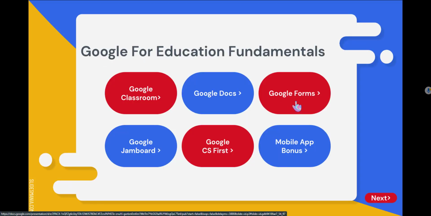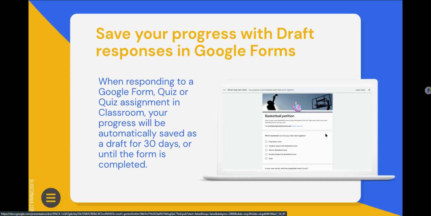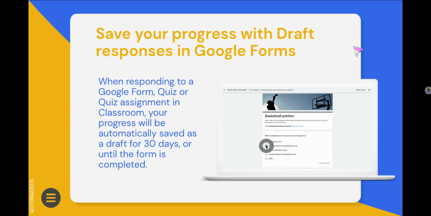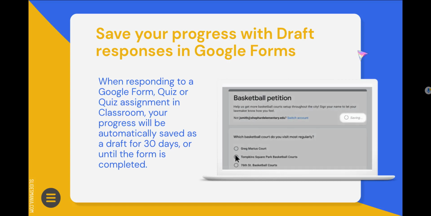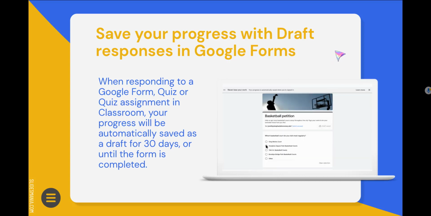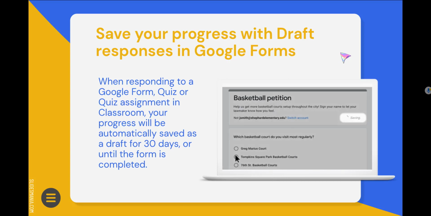Google Forms, y'all buckle your chin strap for this one. This is something that we have been begging for, and it is coming our way again this upcoming school year. Google Forms is now going to save draft progress. No longer when a student closes out of a form on accident or on purpose will they lose their progress.